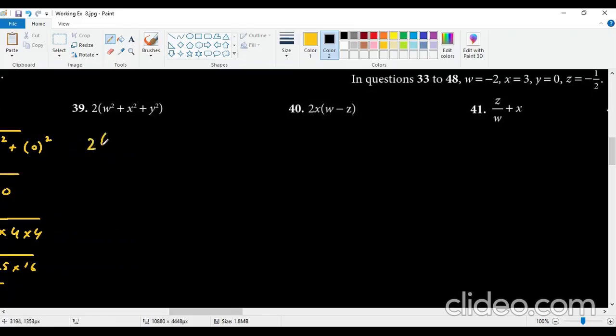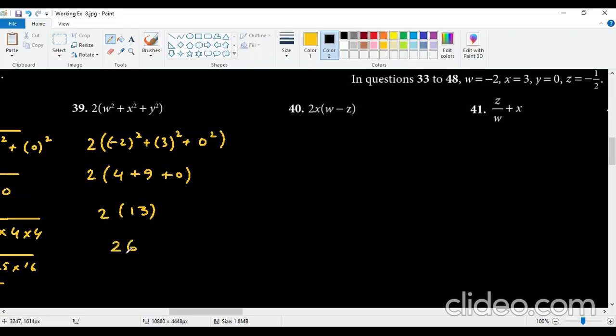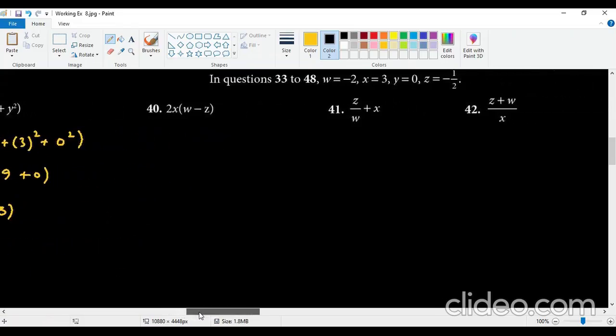The value of w is negative 2 squared, the value of x is 3 squared, and y is 0 squared. So 2 multiplied by 4 plus 9 plus 0 is going to give you 2 times 13, since 4 plus 9 is 13. So 2 times 13 is going to give you 26 as an answer.